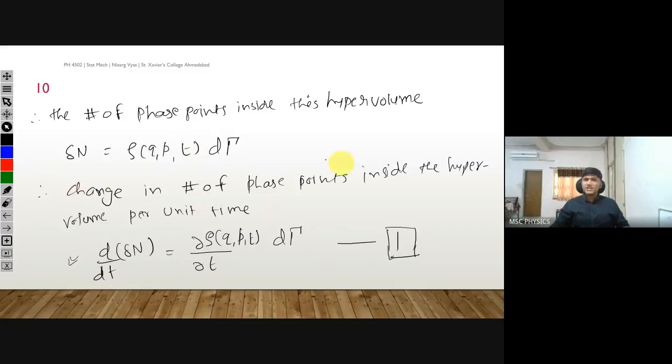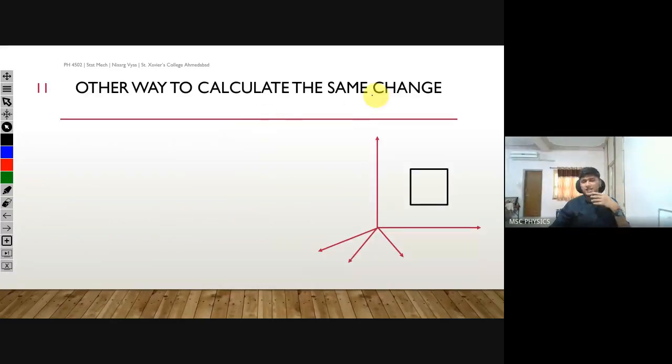So the change in the number of phase points inside this hypervolume per unit time is given by this in mathematical language. Yes. So this change can be calculated in some other way also. So this change is given by the points entering the hypersurface minus the points leaving the hypersurface. This is a good way.